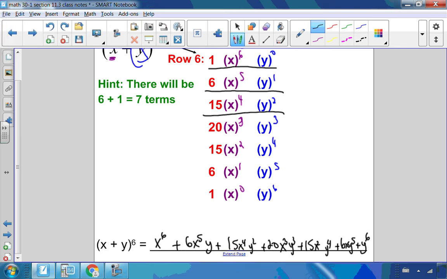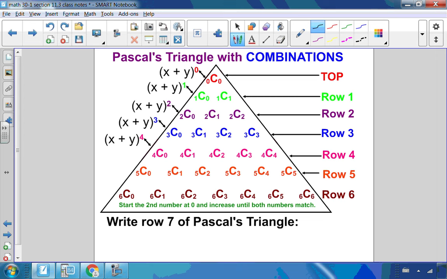Now this is great with the patterns for x and for y, but I need to come up with a better way of doing the coefficients, because I don't always want to be writing out Pascal's triangle to figure out what each row is. Like, let's say I asked you to expand something to the exponent of 11. That means that we're going to have to write out 11 rows of Pascal's triangle to be able to do this. So there's got to be a better way. And that better way comes with combinations.